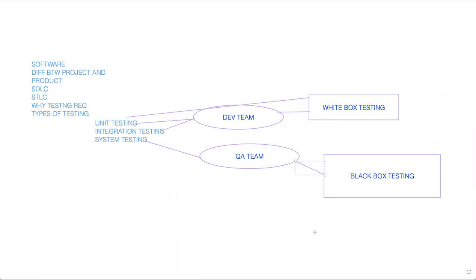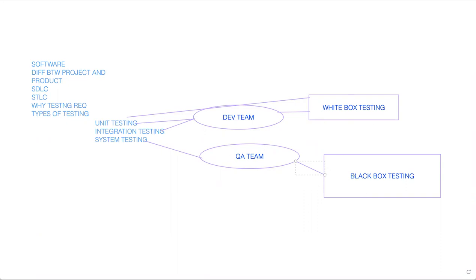Black box means internally we don't know what is inside the program. It is completely black to the QA people. But in white box we can see what is written internally, and that can be seen only by developers because they know what is written. That is known as white box testing. So all the test engineers come under black box testing.